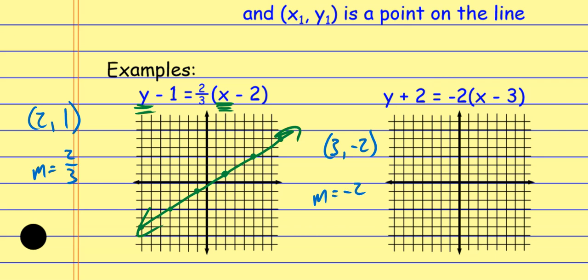And anytime I have a whole number or an integer for m, for the slope, I can always just put it over 1 in order to count my rise over run. So I start at (3, -2), so (3, -2) is down here.